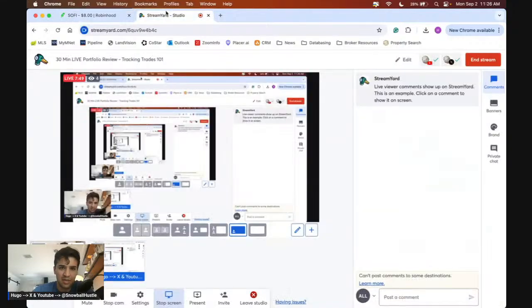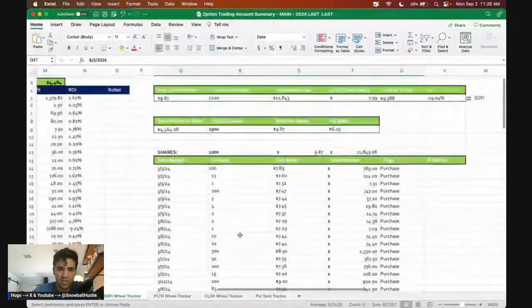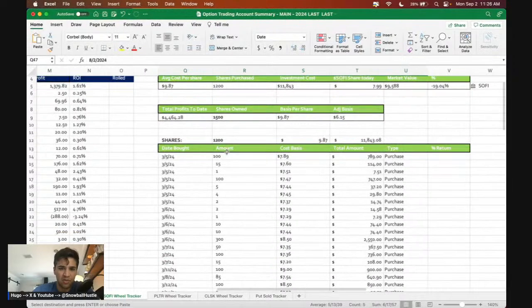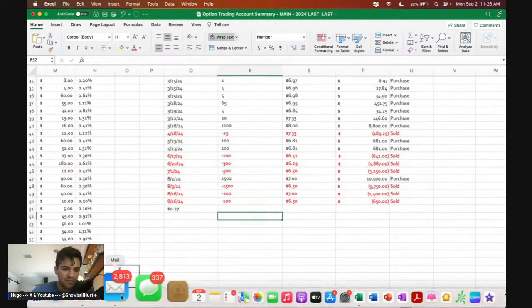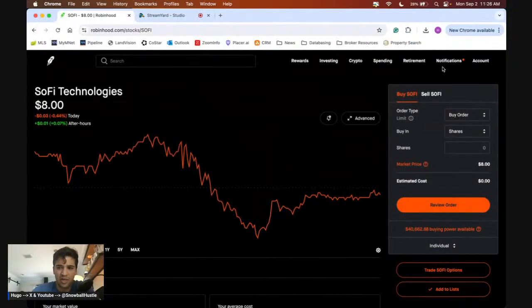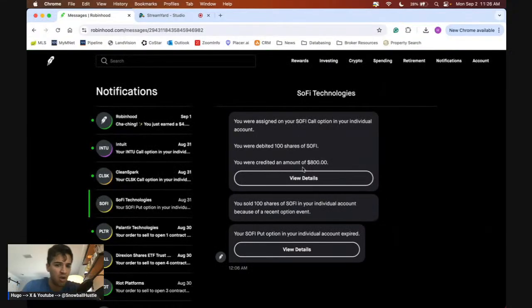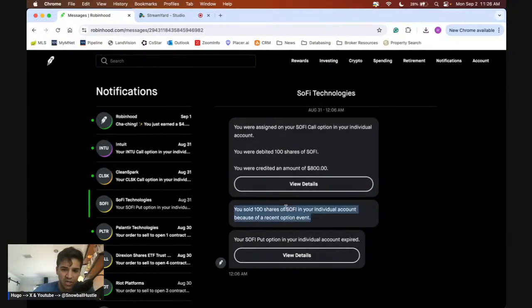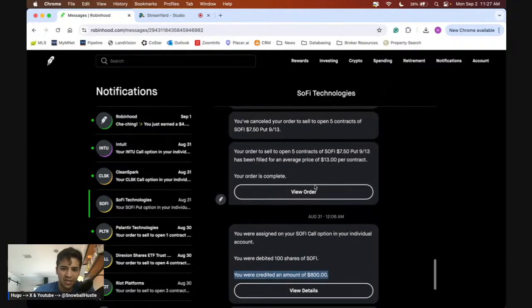So that means that at some point, how many shares does it say I have here? 1,200. So at some point, 300 shares were taken away. And I'm trying to see exactly what were the last 300 shares that I sold here. And we're going to go ahead into our trade confirmation. So right here, you sold 100 shares at 800. So I got an $8 assigned.